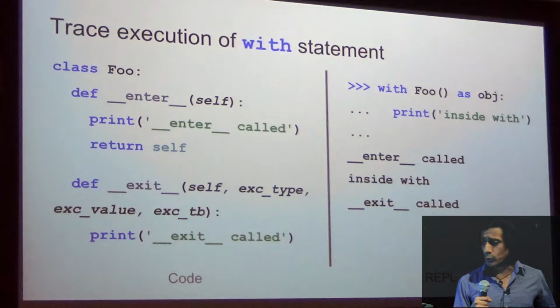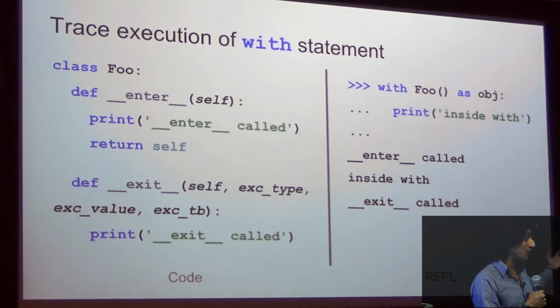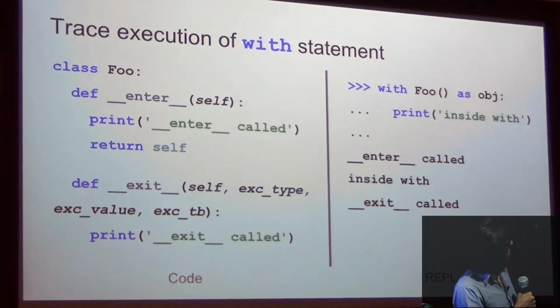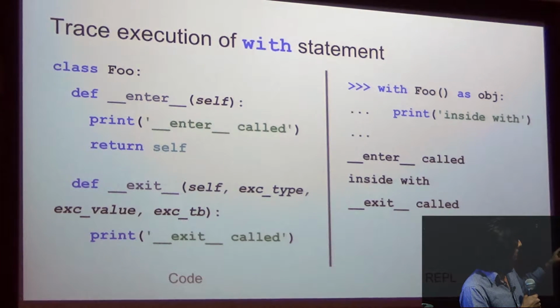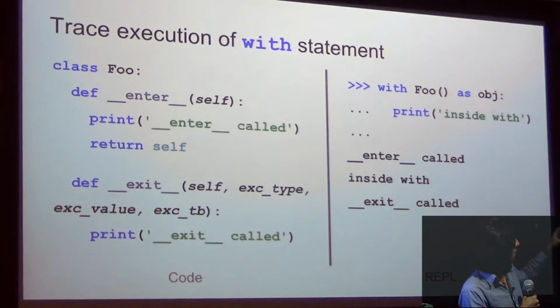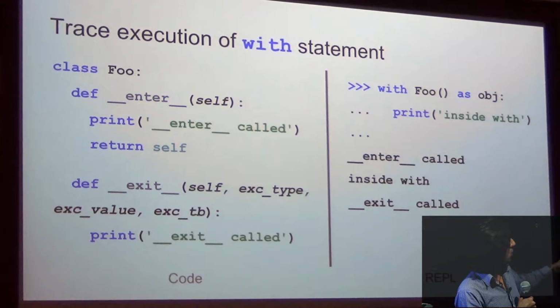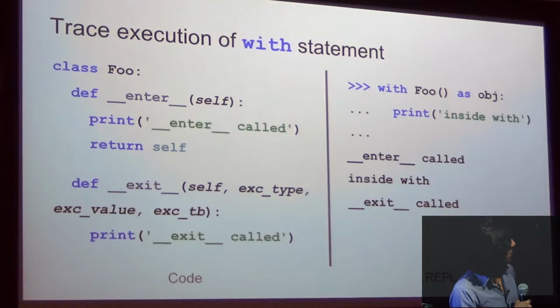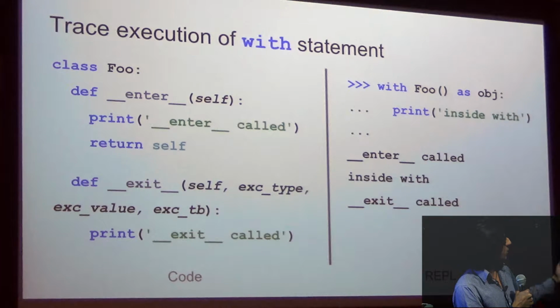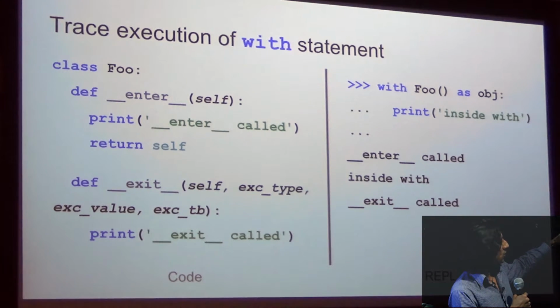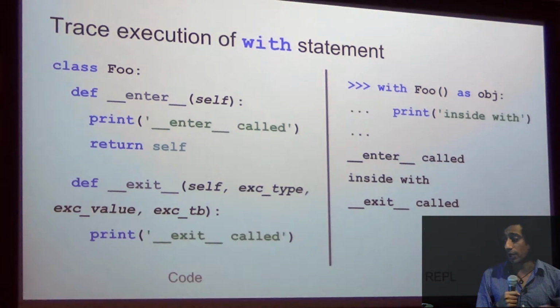So let's just trace through what we know. We'll create a class, call it foo, obviously. Dunder enter will just print something, return self. Dunder exit takes the self argument and some exception arguments. So we've got type, value, and TB, which stands for traceback. And then we'll just print that it was called and go into the REPL. Create a with statement, create an instance of our object foo, and inside the with statement, we'll just print something. So you can just see it goes dunder enter, inside the with, and then the dunder exit. So pretty much what we expect.